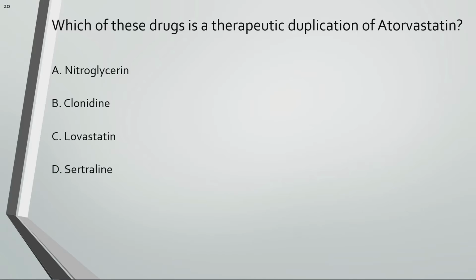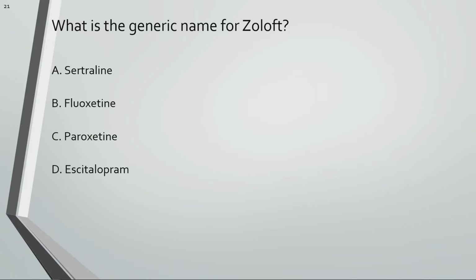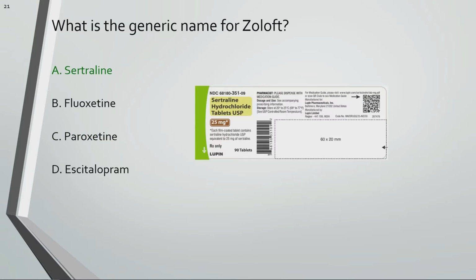Which of these drugs is a therapeutic duplication of atorvastatin? Lovastatin and atorvastatin are in the same class and are used for similar indications, so they should not be taken together. What is the generic name for Zoloft? Sertraline is the generic name for Zoloft. All the choices are classified as selective serotonin reuptake inhibitors, or SSRIs, and are used mostly for major depressive disorder and anxiety.